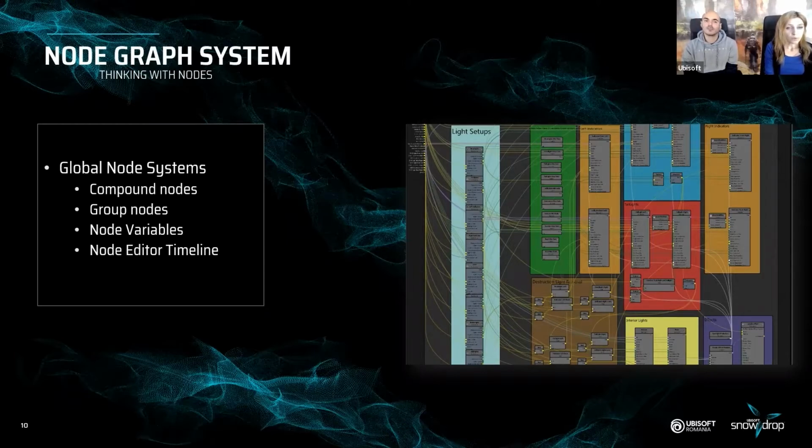We also have group nodes, which allow users to group nodes together and reduce visual clutter. And we also have comments that can be added inside the node editors to provide more information on the implementation. The node variables are another system that is also shared. And we also have a node editor timeline where content creators can set curves and have a more time-based approach, which is sometimes necessary. So many other systems can be added, and the great thing is that they will benefit all node editors from Snowdrop.